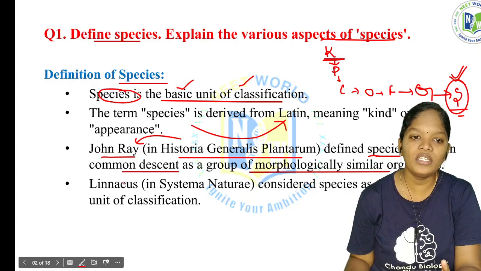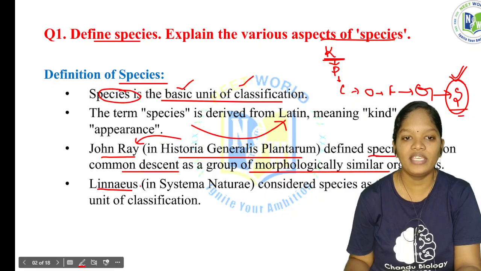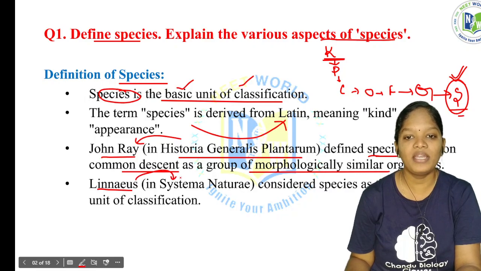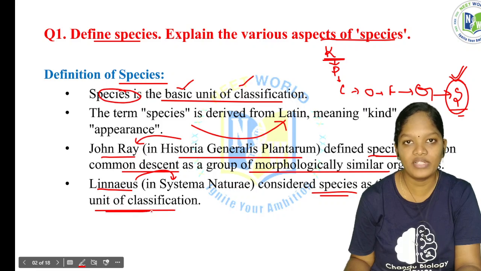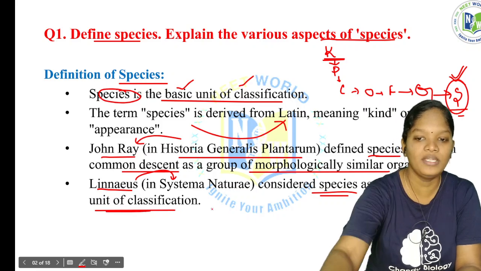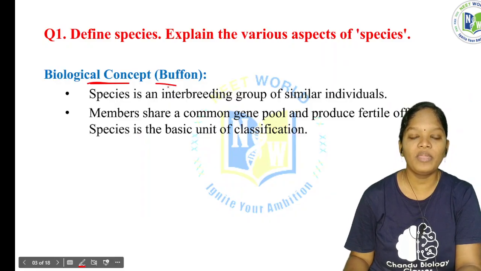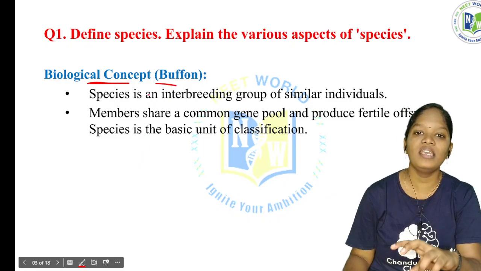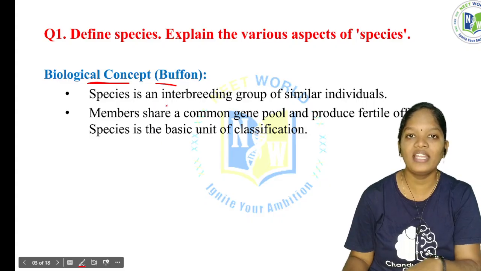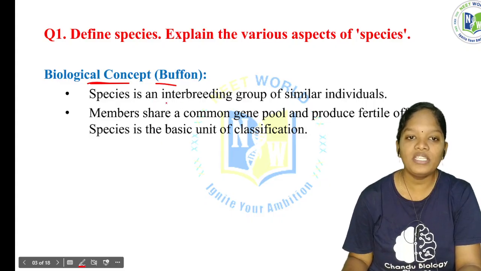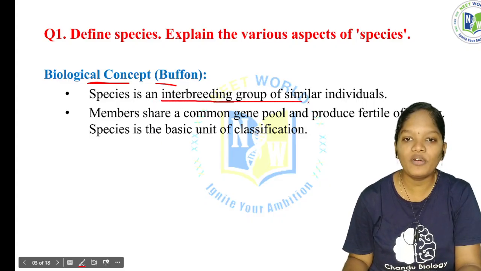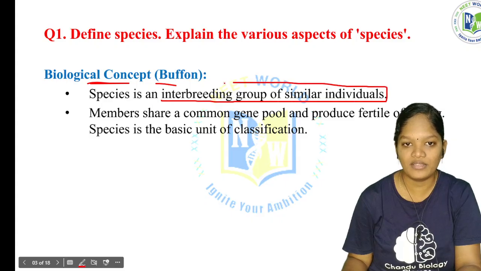Carolus Linnaeus, in his book Systema Naturae, considered the species as the fundamental unit of classification, as we all know. Now the biological concept, which is the definition we take nowadays: the species is the interbreeding group of similar individuals.